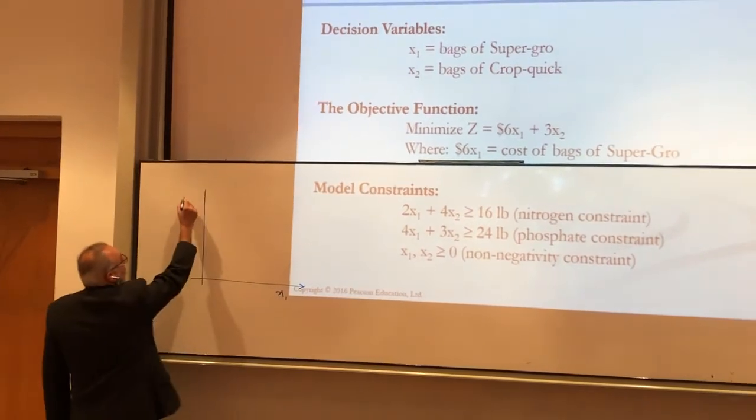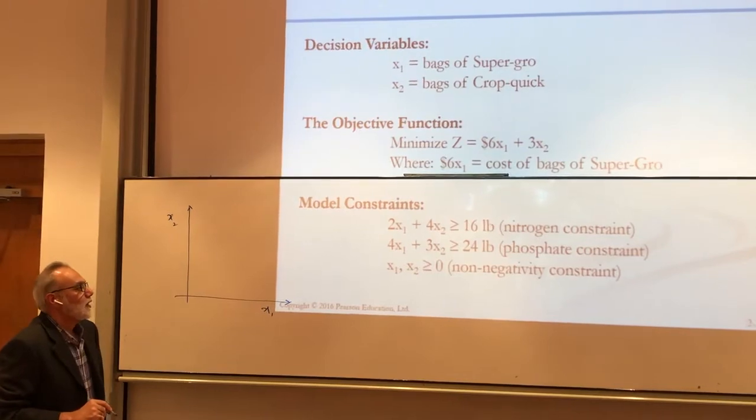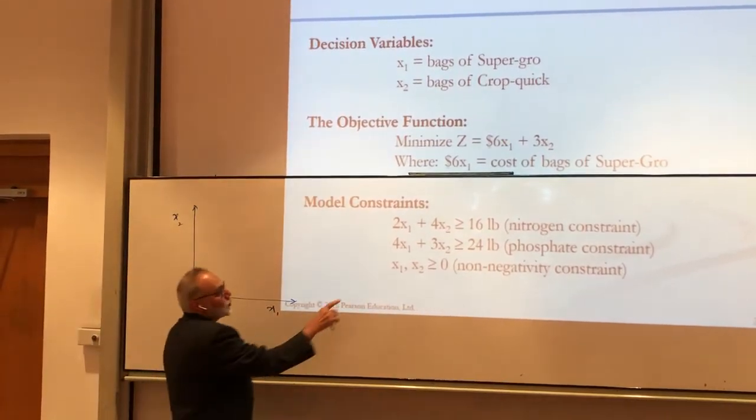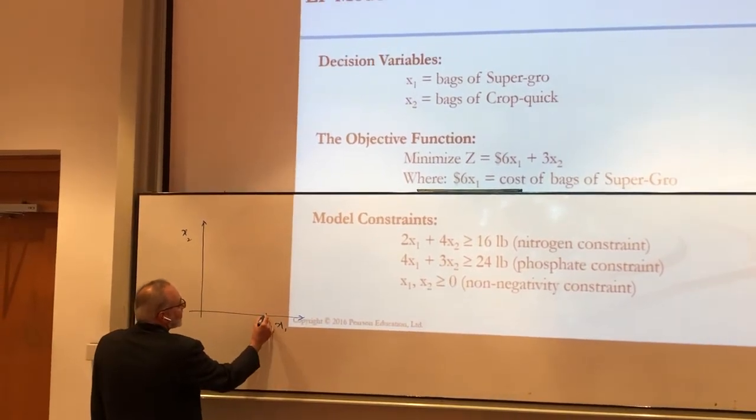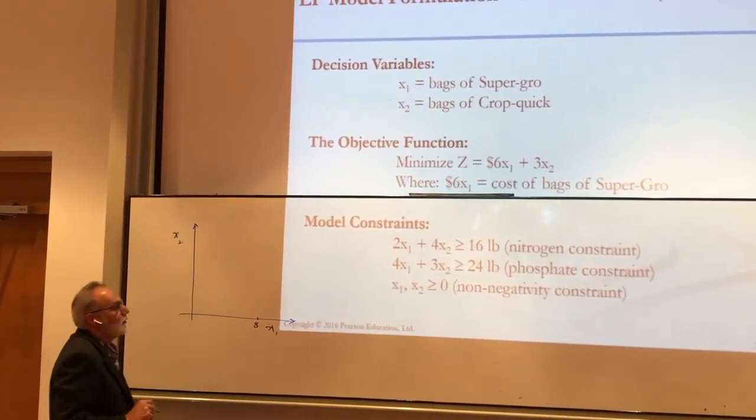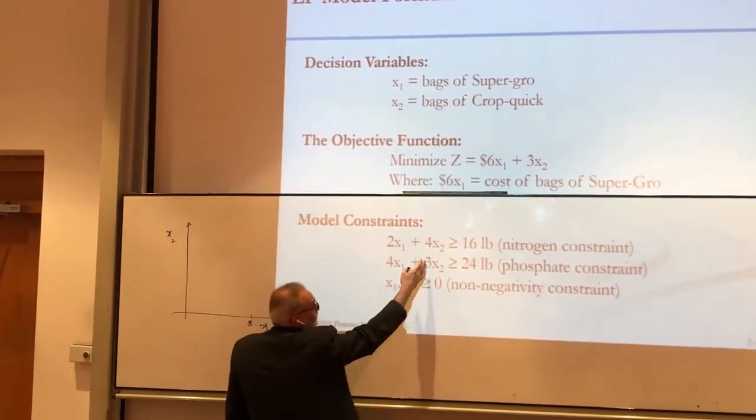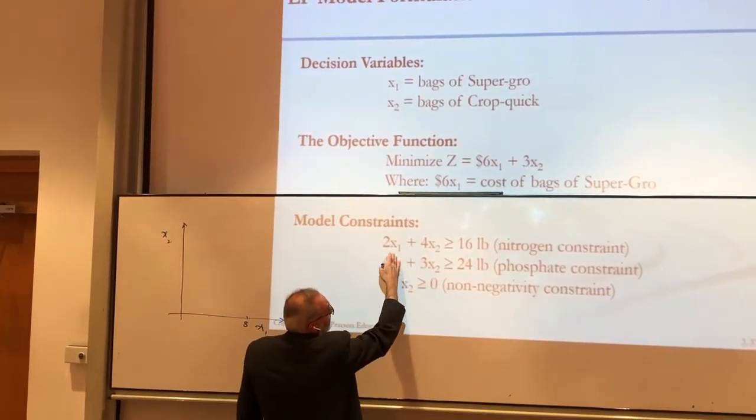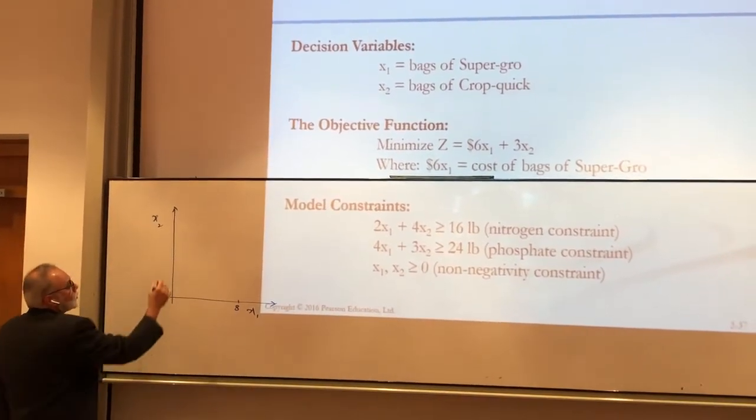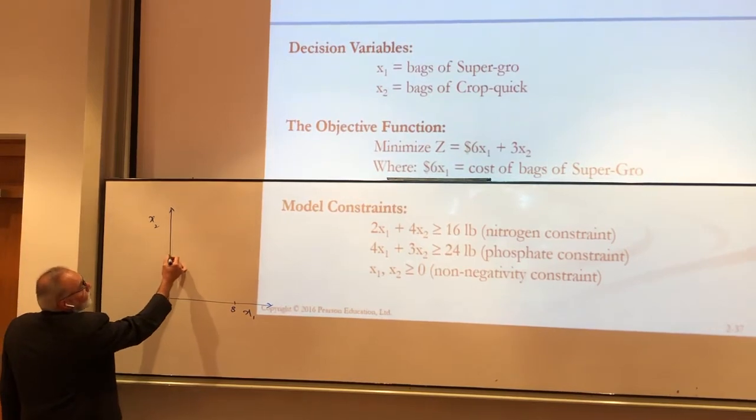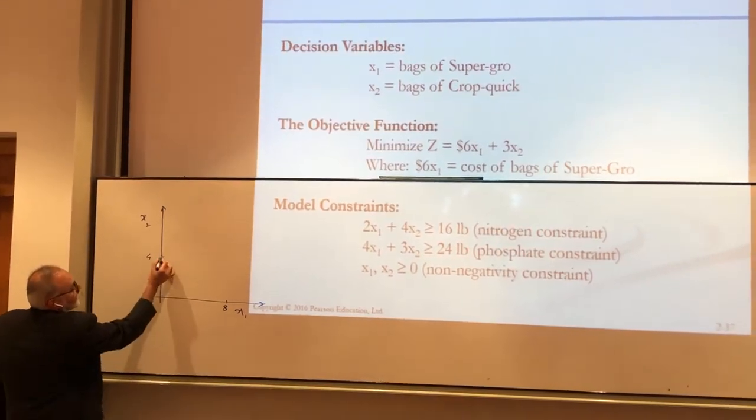Say X1 and X2. Alright, so we have X1: when X2 is equal to 0, X1 is equal to 8. So let's say this is 8 here. And when X1 is equal to 0, X2 is equal to 4. So let's say this is 4. And join them together.